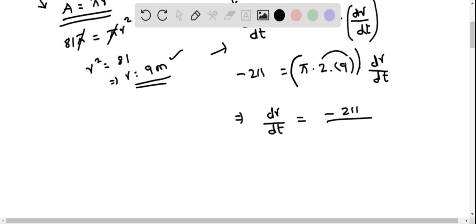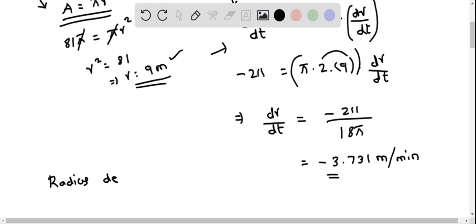So basically we have to divide by this quantity 18 pi, and we plug this into the calculator, and we get the approximate value as negative 3.731 meters per minute. And once again we get a negative. This means the radius also decreases at a rate of 3.731 meters per minute. So we say that the radius decreases at a rate of 3.731 meters per minute.